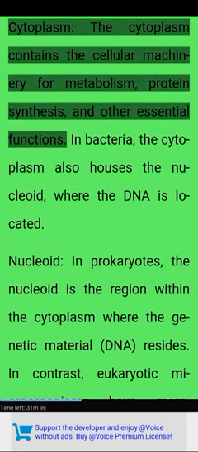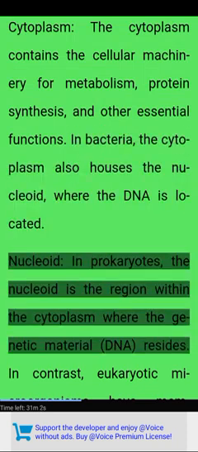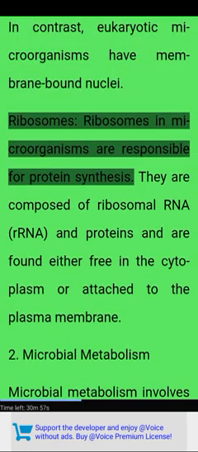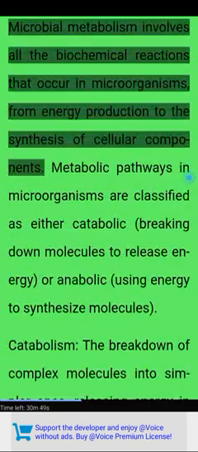Cytoplasm: the cytoplasm contains the cellular machinery for metabolism, protein synthesis, and other essential functions. In bacteria, the cytoplasm also houses the nucleoid, where the DNA is located. Nucleoid: in prokaryotes, the nucleoid is a region within the cytoplasm where the genetic material, DNA, resides. In contrast, eukaryotic microorganisms have membrane-bound nuclei. Ribosomes: ribosomes in microorganisms are responsible for protein synthesis. They are composed of ribosomal RNA, rRNA, and proteins that are found either free in the cytoplasm or attached to the plasma membrane.